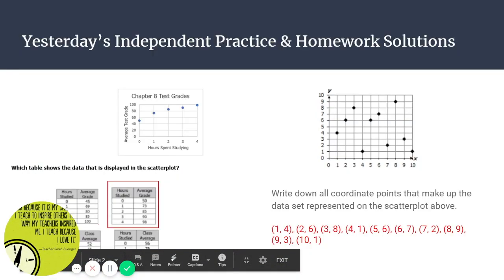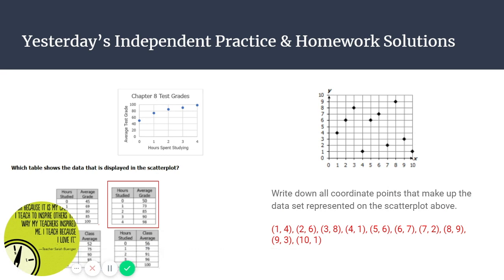In discussing yesterday's homework assignment, the correct answer for finding the data points for the Chapter 8 test grades was located in the second table at the top right. So if you were to look at the graph, at 0, you should have had a point at 50. At 1, you should have a point at 73. At 2, 85. 3 hours studied was at 90, and 4 was at 98.